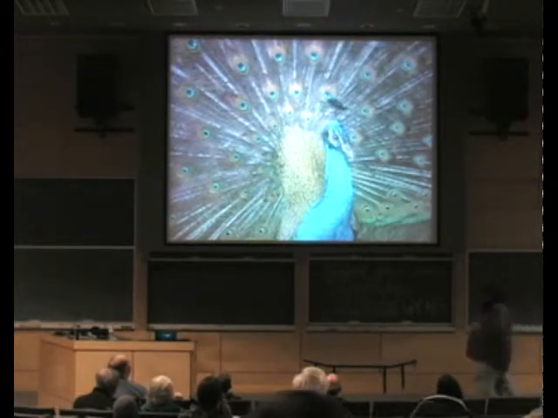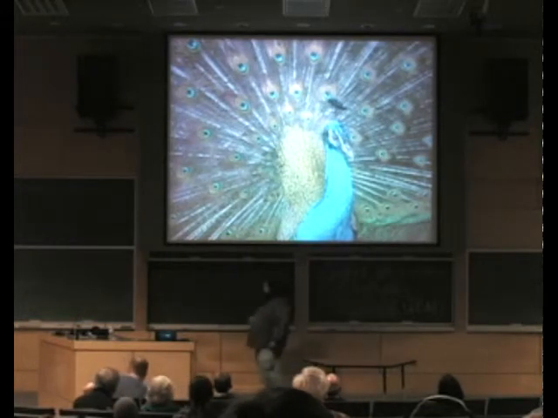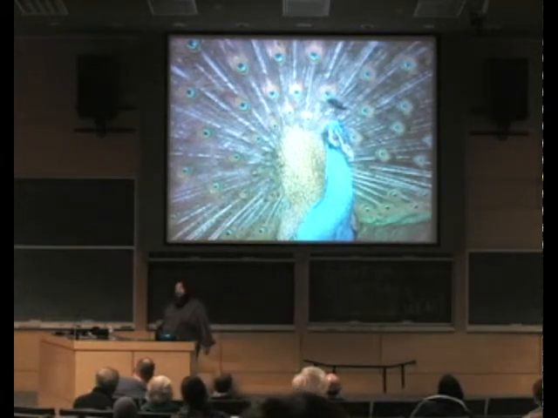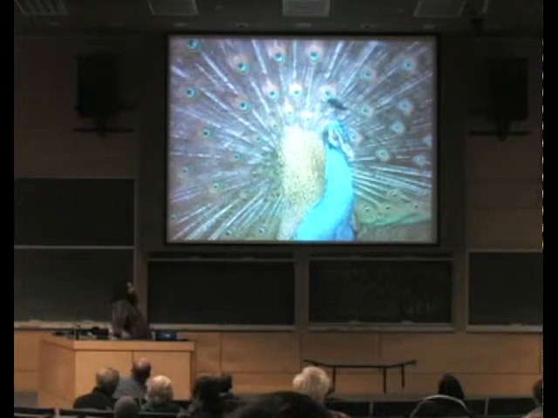The female animal doesn't have this. This is not going to help it hide from predators. So Darwin realized there's something going on in which mate preference is taking a role in evolution. And this is something we're going to come back to with ceratopsians.